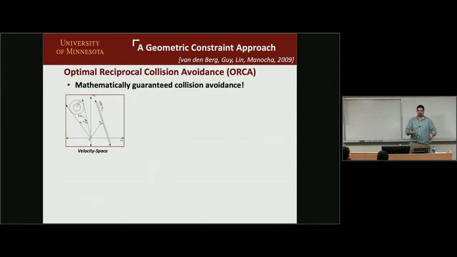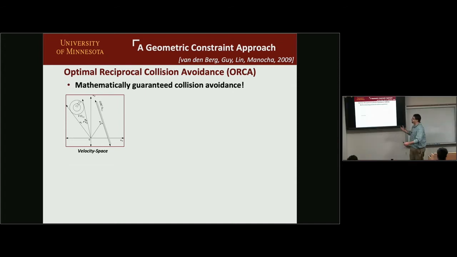And so this is what my PhD work with Ming and Dinesh was focused on: trying to understand how we can have anticipation, how we can have agents that look into the future, but still provide robust mathematical guarantees of collision avoidance. The work we developed was three or four different things, but the final one that gave us the best performance is what's known as optimal reciprocal collision avoidance. There was a Guy, Lin and Manocha paper and a Vandenberg, Lin and Manocha paper that finally got merged into a Vandenberg, Guy, Lin and Manocha that has all the best of it together.